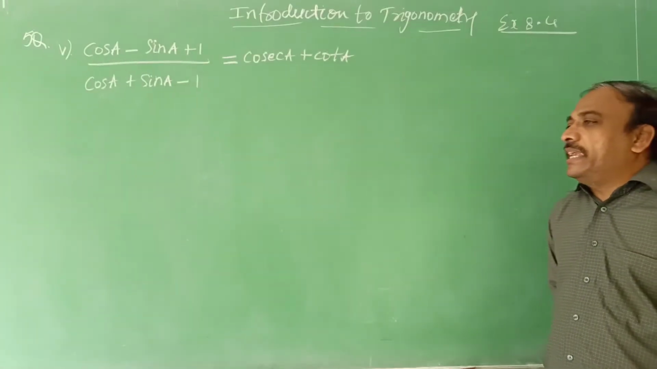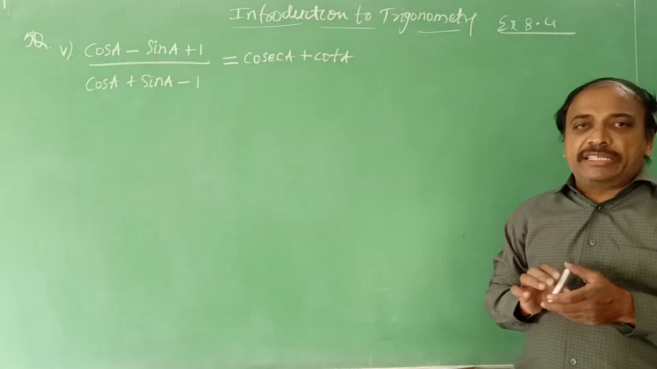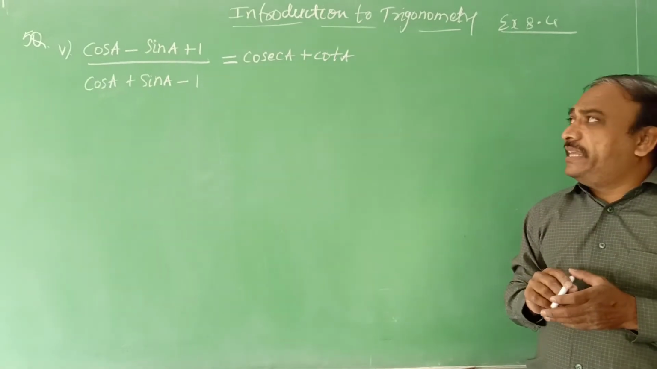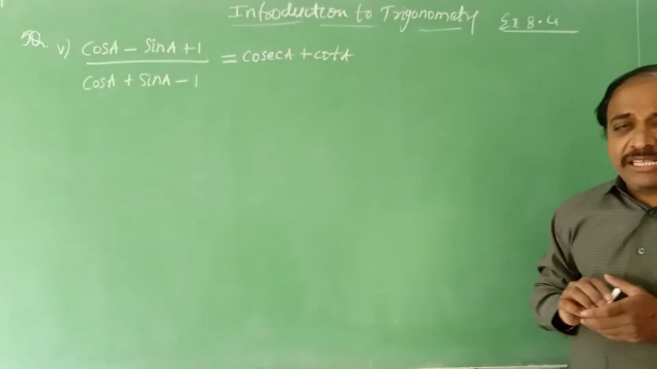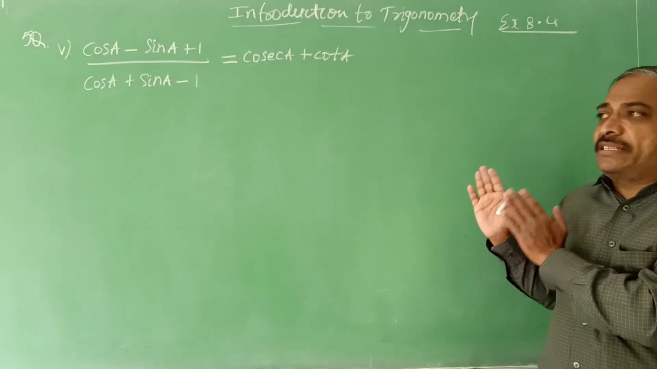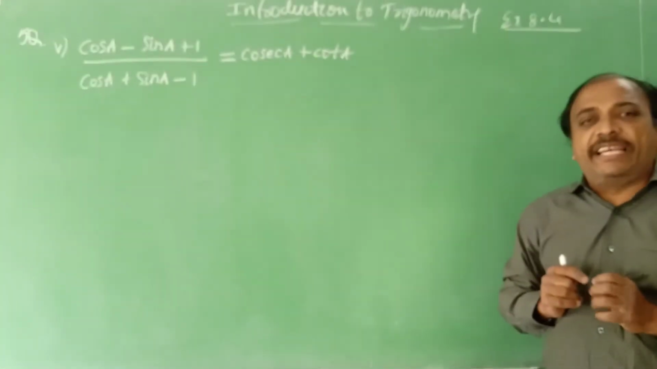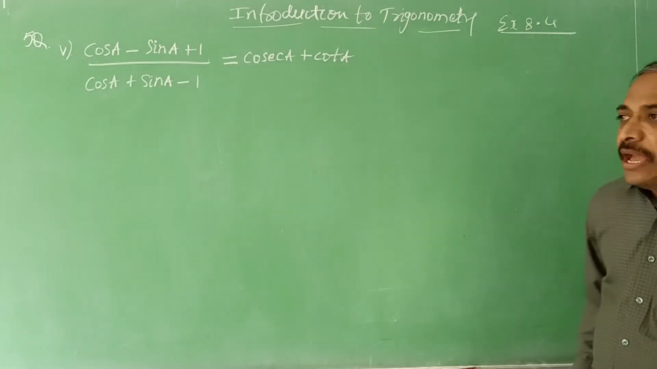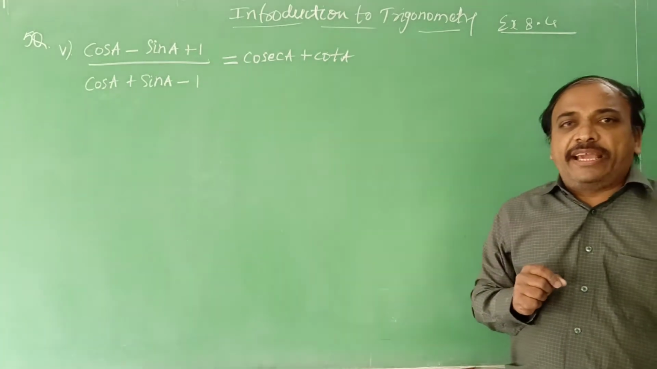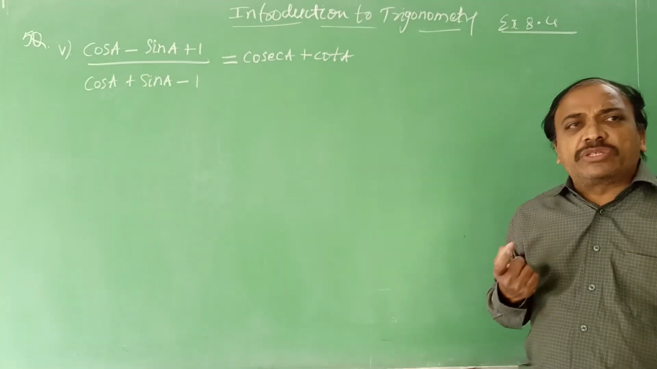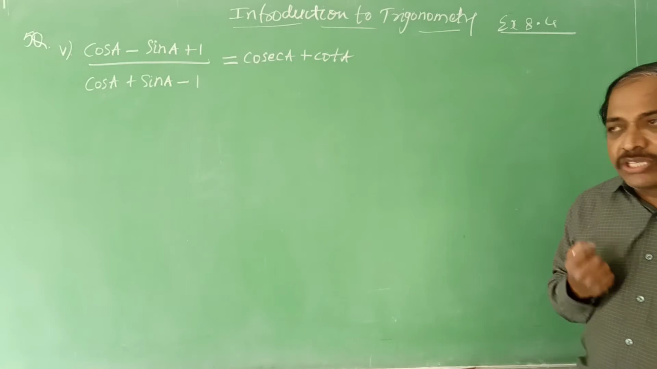is equal to cosecant A plus cot A. We have to prove LHS is equal to RHS. See here, RHS is in terms of cosecant and cot, LHS is in terms of sin and cos. The question gives a clue: use the identity 1 plus cot square A is equal to cosecant square A. Somewhere we have to use it while solving this identity.